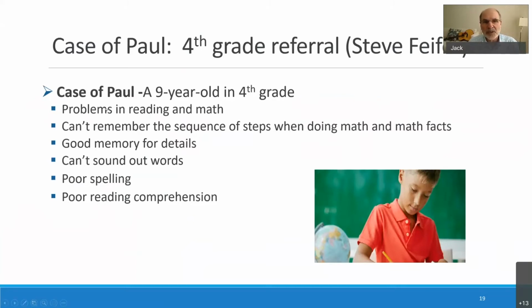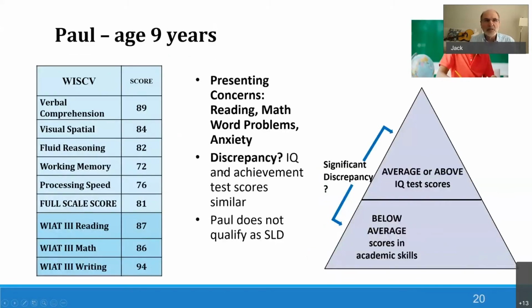So this is Paul, typical kind of problems in reading. Can't remember sequences of steps. Good memory for details. Can't sound out words. Poor spelling. Poor reading comprehension. Look at his WISC scores. And look at his achievement scores.